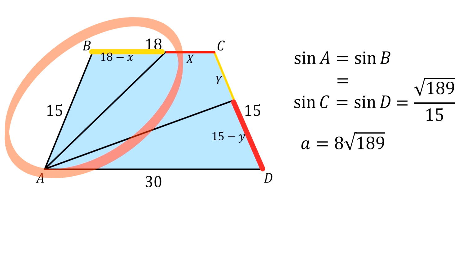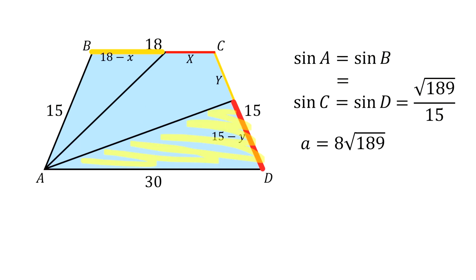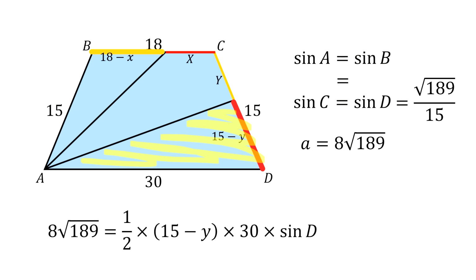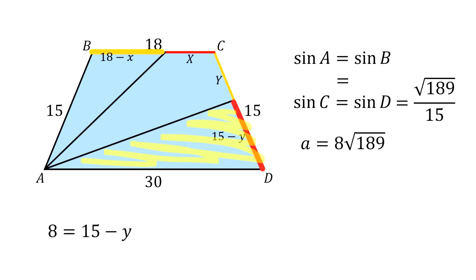Take a look at the two triangles formed on the sides of the figure. Using the area we found and the sine of the trapezoid's angles, we can determine the values of X and Y. Let's start with this triangle. 8 times the square root of 189 equals 1/2 times the quantity 15 minus y times 30 times the sine of angle D. Substituting the value of the sine of angle D, which is the square root of 189 over 15, the only thing left to do is simplify the equation. 8 equals 15 minus y. So y equals 7.